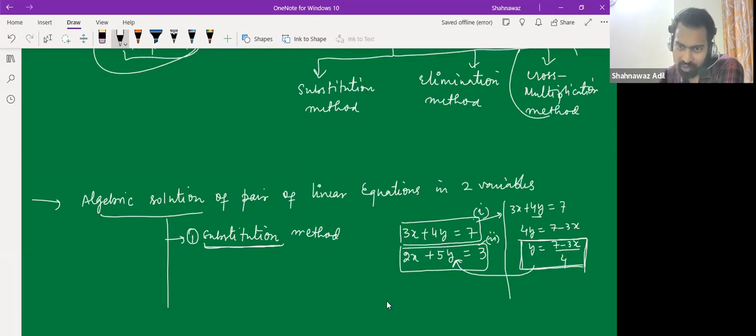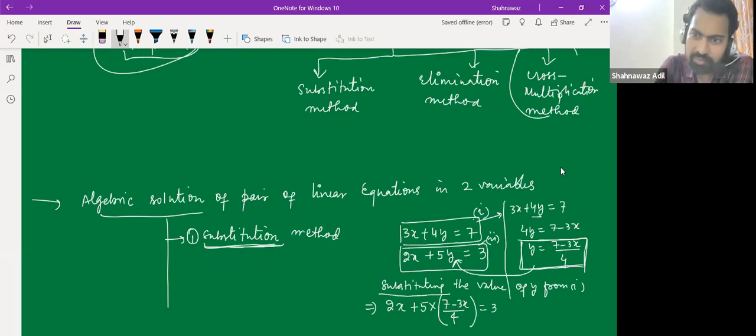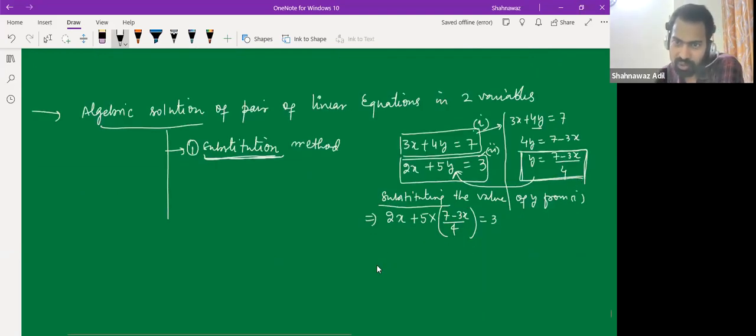So that is why we call this the substitution method. We substitute the value of one of the variables. If I do that, what would be the equation? 2x plus 5 times y, and y is 7 minus 3x by 4. This is y, substituting the value of y from 1. So this is why we are calling it the substitution method. Is that clear to you, Rifa? Yes. So clear.